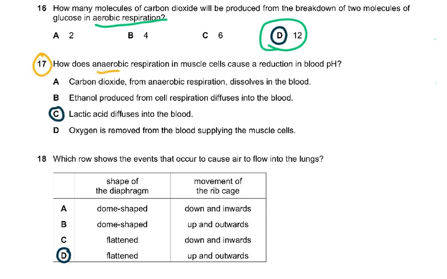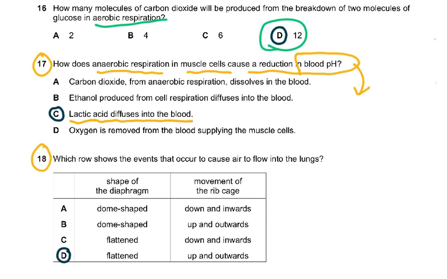Question 17: how does anaerobic respiration in the muscle cell cause reduction in blood pH? Some sort of an acid has to be produced, and lactic acid diffuses into the blood, and this, of course, lowers the pH. The more the acid, the lower the pH will become.